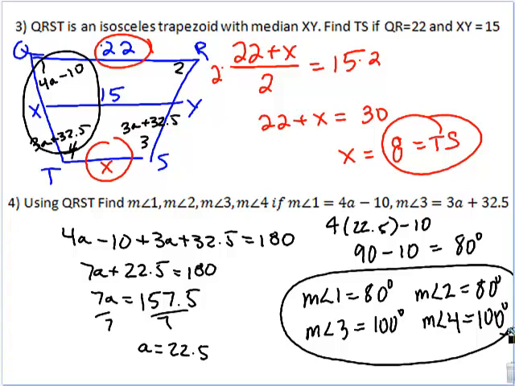Okay, let's do one more example then. Okay, so you plug it back in? Yeah, we just plugged it back in. Wait, how did you know 2 was 80 as well? Because this is an isosceles trapezoid. So isosceles trapezoids say those two base angles are equal. Okay.